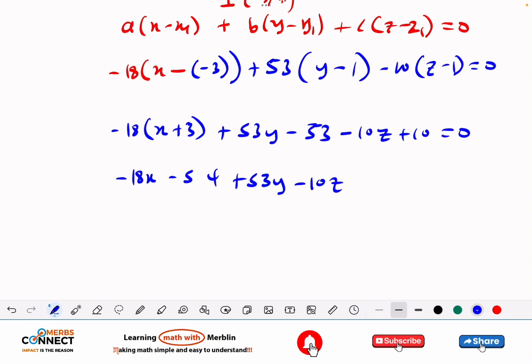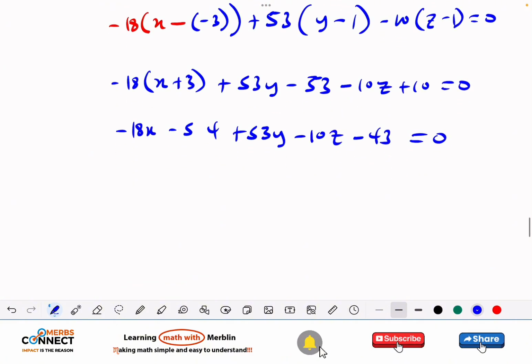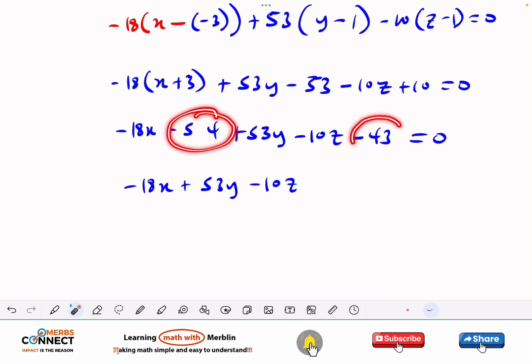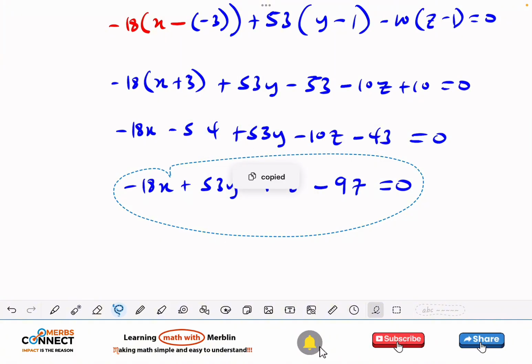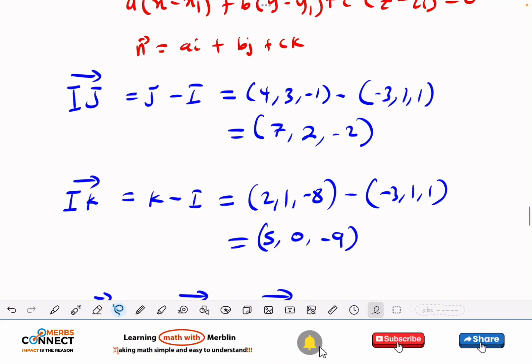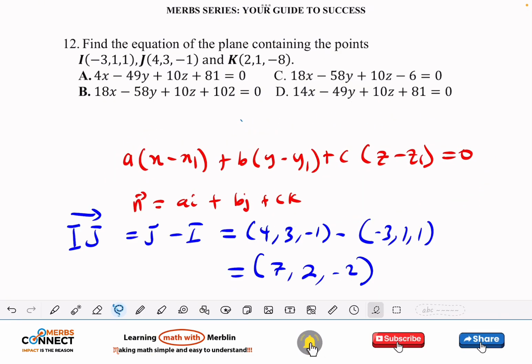Then when I add, this is going to give us minus 43. So this plus this will give us minus 43. It's equal to 0. And then we are going to have minus 18x plus 53y minus 10z. Then add this one to this, and we are going to have something like minus 97. Yeah, it's equal to 0. So let me just move this to the top and see what we are going to get for the solution.